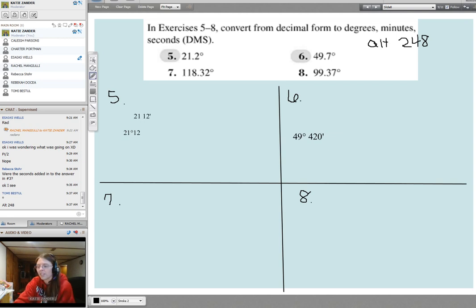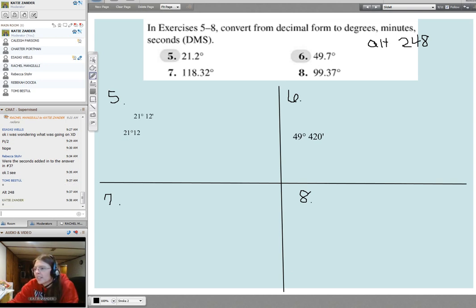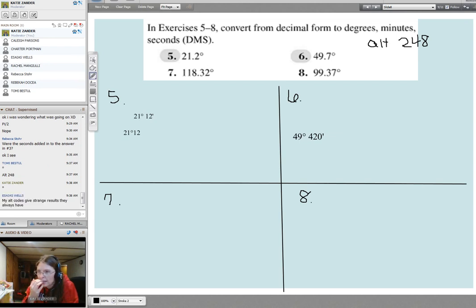Ooh, that gave a division sign. Let's see. Oh, I got it. It worked. The minutes and seconds are on the keyboard already. It's just by your enter sign.